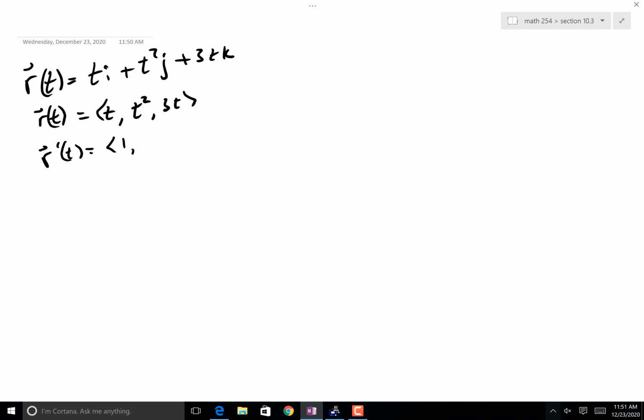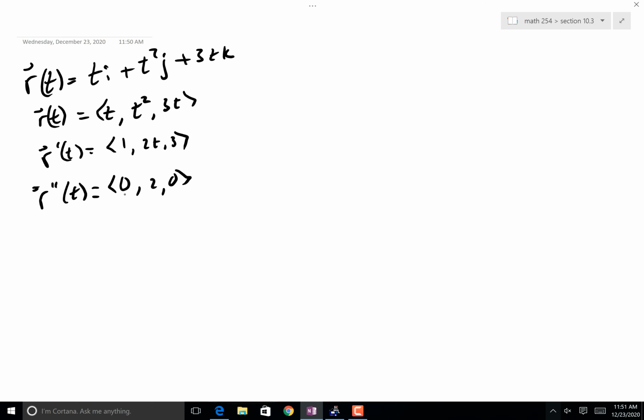And here we're going to have, of course, 1, 2t, 3. Sweet. And r double prime of t is going to be equal to 0, 2, 0. That's nice. And so let's start filling in the pieces. We want to know what happens at t equals 2. I want to know what is the tangential acceleration. I'd like to know what is the centripetal acceleration. I'd like to know what is the total. Obviously I'm going to add those two together to get the total. Yeah, I'd like to know a lot of this stuff.